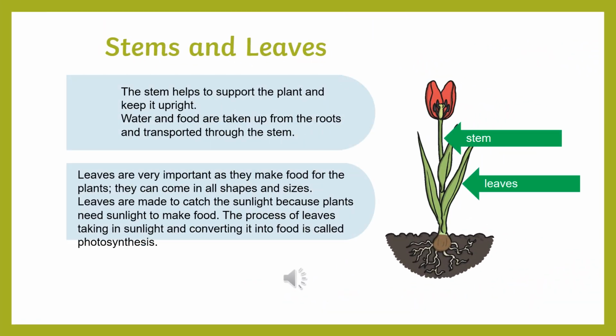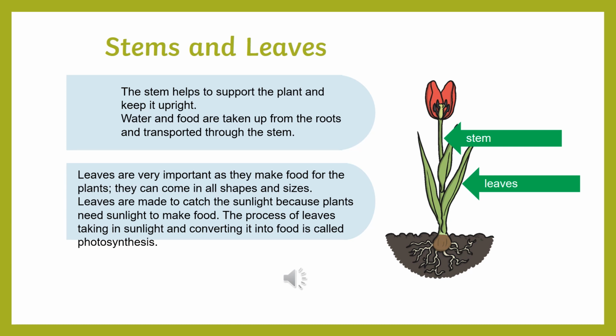The stem helps to support the plant and keep it upright. Water and food are taken up from the roots and transported through the stem to different parts of the plant. Leaves are very important as they make food for the plants. They can come in all shapes and sizes. Leaves are made to catch the sunlight because plants need sunlight to make food. The process of leaves taking in sunlight and converting it into food is called photosynthesis.